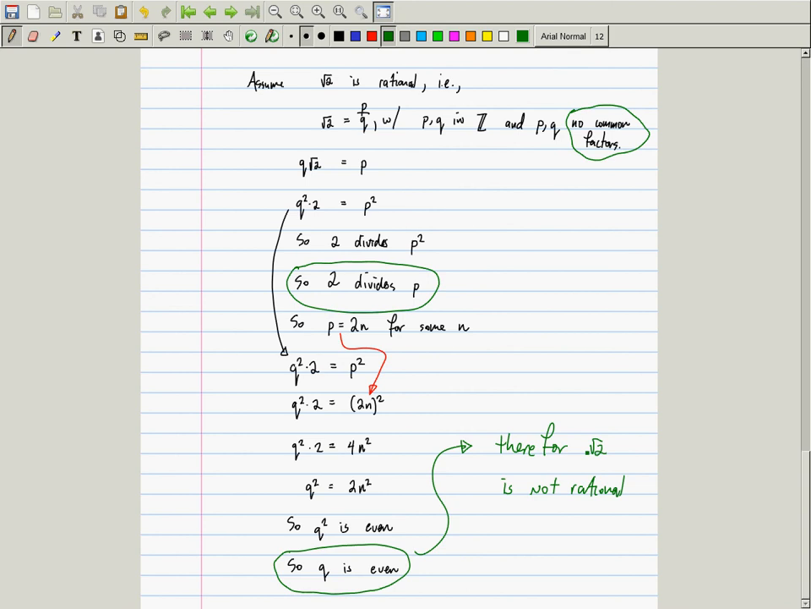Okay, so we've looked at the various sets of numbers, and I've shown you that there's at least one number that's a perfectly good number, but it's not rational.